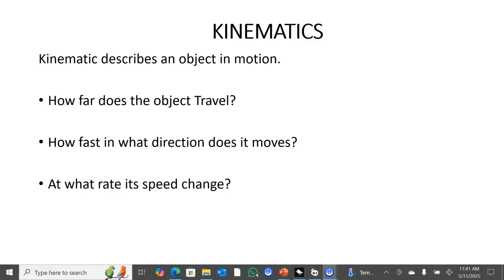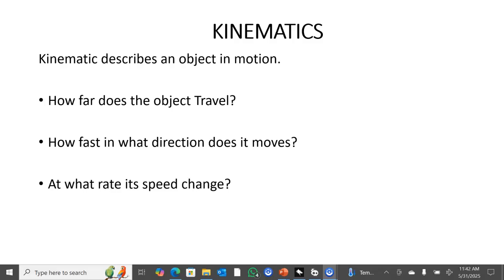Okay, so today we'll be working on kinematics. First, what is kinematics? Kinematics talks about an object in motion. Kine is derived from kinetics, motion. Matics is calculation. So kinematics is simply the mathematical tools for describing a motion in terms of displacement, velocity, and acceleration.